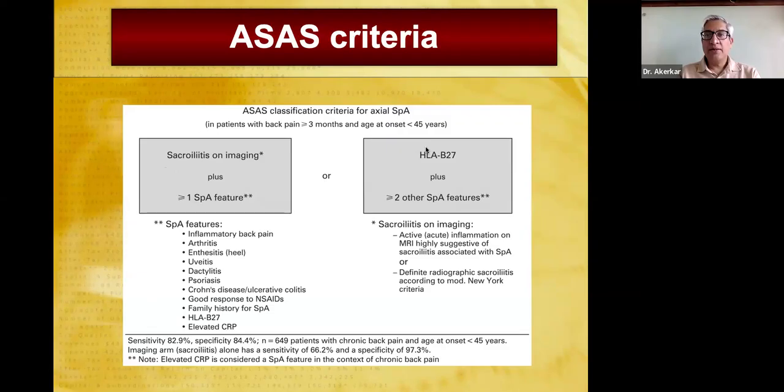What are the features? Inflammatory backache, peripheral arthritis, enthesitis, uveitis, dactylitis, psoriasis, IBD, good response to NSAIDs, family history of SpA, HLA-B27, elevated CRP, then you straight away can make a diagnosis of SpA. Or, you don't always require imaging for a diagnosis. You can have HLA-B27 plus two or more SpA features, which can mean the features that we just saw. So you can diagnose it even without the MRI.